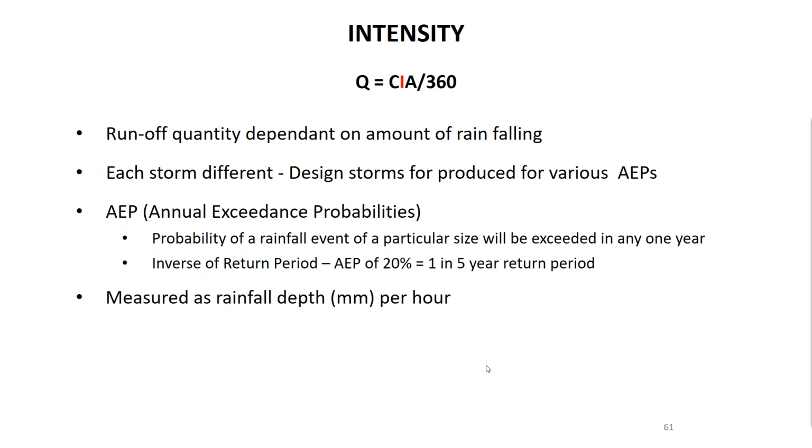1 year. In the old days, we used to call it a moderate storm, a 1 in 5 year return period. The trouble with that was that people thought if they had a 1 in 5 year storm, there would be another 5 years before they got another one, and that's not true. So now we use the inverse of that, which is the AEP, which is 20%. So in any 1 year, there is a 20% chance that a storm like this will occur, and it's measured as rainfall depth per hour.